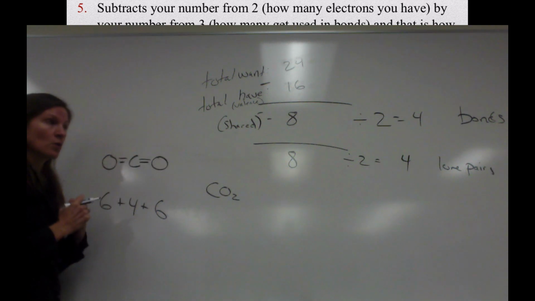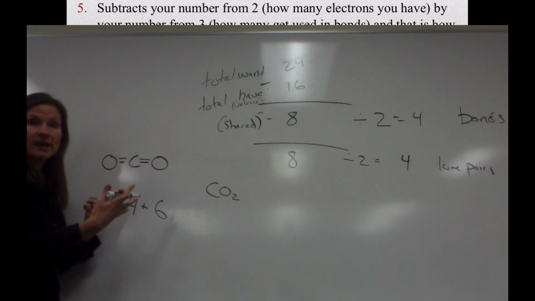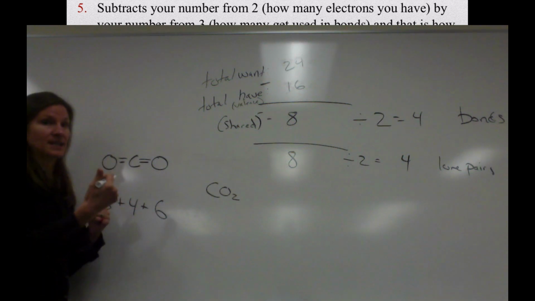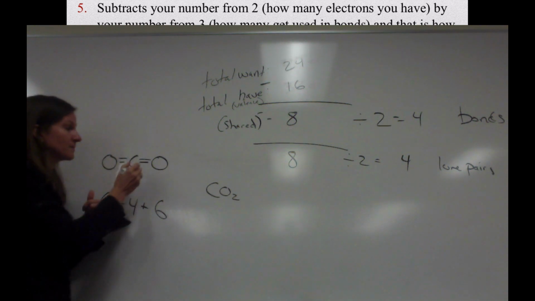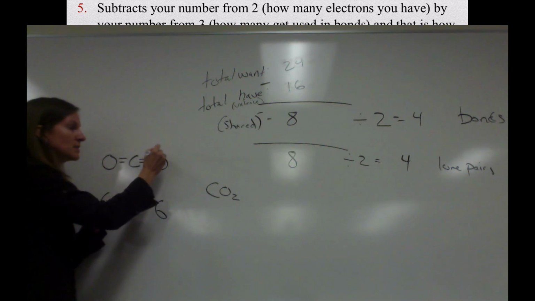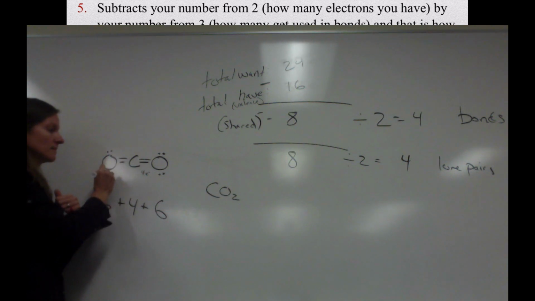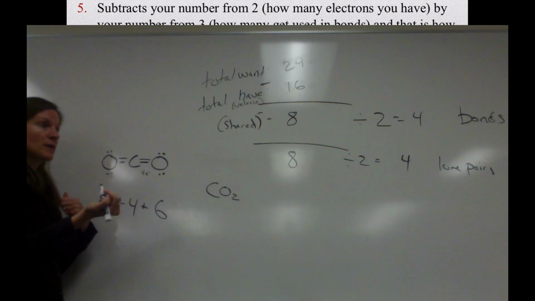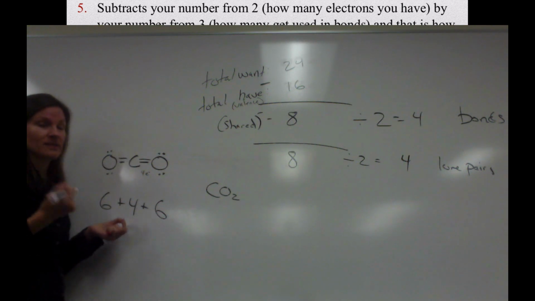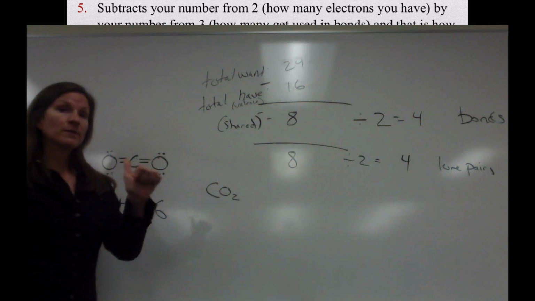Now I have 4 lone pairs. Again, I put those out, starting from the outsides, however I need to get things to octets, to 8 electrons. These 2 lines mean there's 4 electrons being shared, which means each oxygen needs 4 more to get to 8. So now I've used my 4 lone pairs and I'm done. That's the structure.